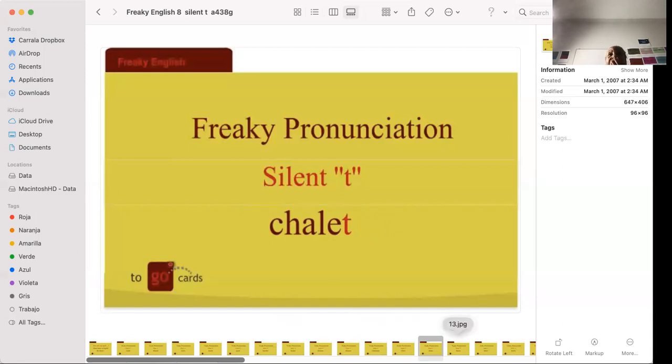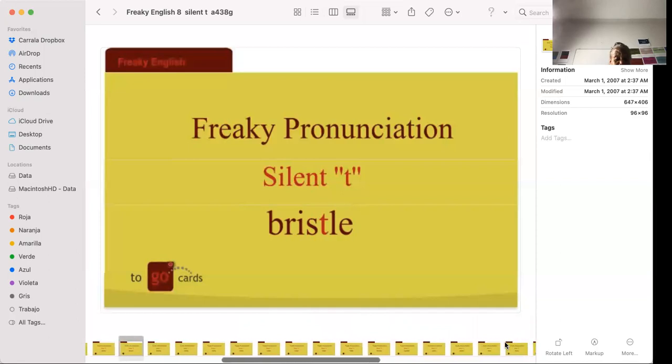For example, Illinois, Americans say Illinois, but it's really Illinois. The S is not pronounced, but I think both pronunciations are acceptable. Fasten, to fasten someone's support, fasten. Listen, not list, and listen. Bristol, bristle, bristle. See, I pronounced that T, and it's not supposed to be pronounced.